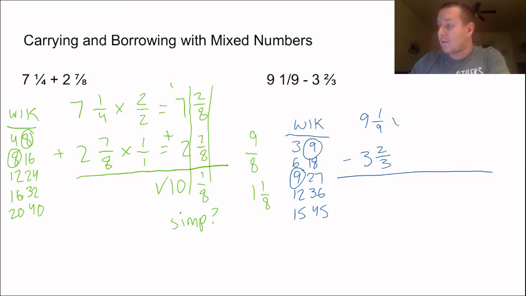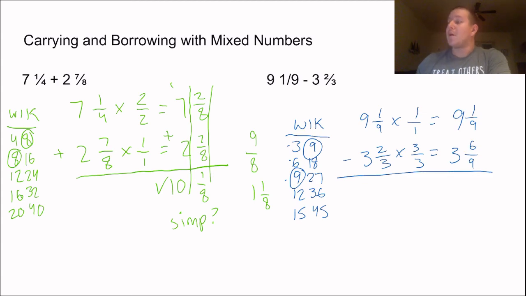Since we already have 9 at the top, we're just going to multiply by 1. Remember, we don't have to do anything to the whole number. It's going to stay the same. Then we're going to multiply by 3 over 3 because it took us 1, 2, 3 to get to 9. Okay, and that will give us 3 6/9.